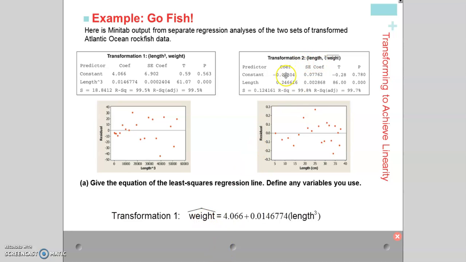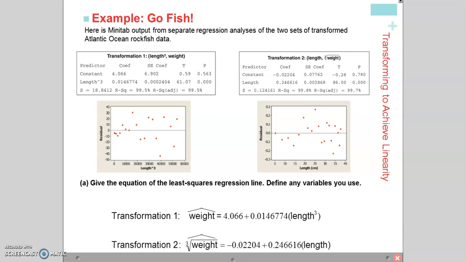And then for this one, that's the y-intercept and that's the slope. So the y-intercept plus the slope times, you can see the x value here is just length, but then the y value is the cubed root of weight. So it's cubed root of weight hat, or predicted cubed root of weight.